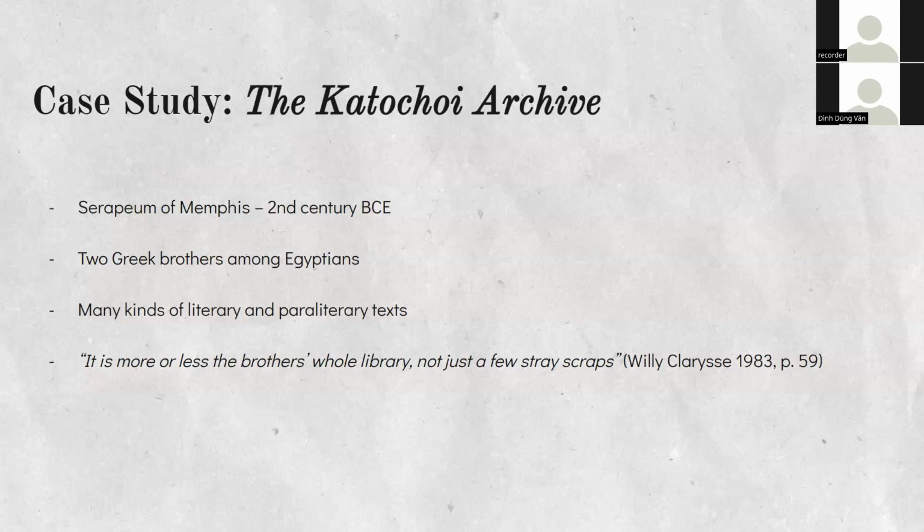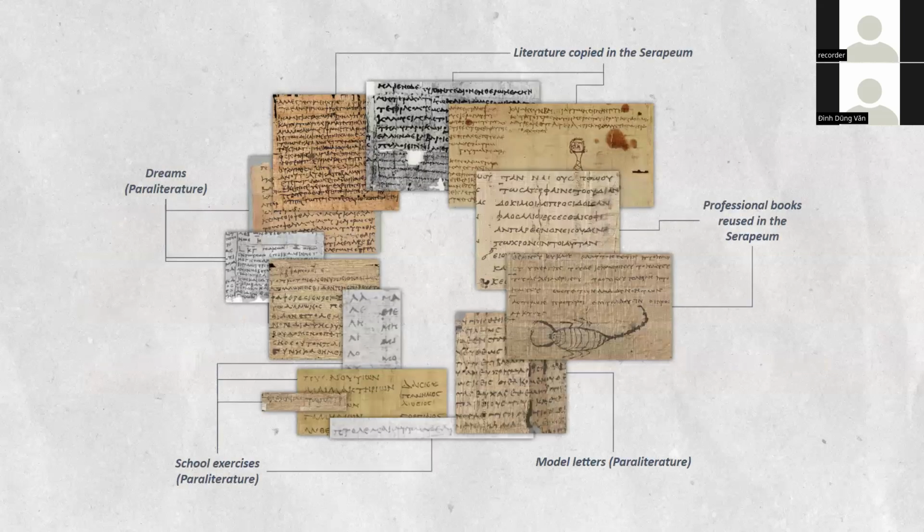And as Willy Clarice said, this renowned paleographer and papyrologist, it is more or less the brothers' whole library, and not just a few stray scraps. And this is an exception in papyrology, to have the whole library of a person. This would be an overview of all kinds of literary and paraliterary texts that we can study in this archive.